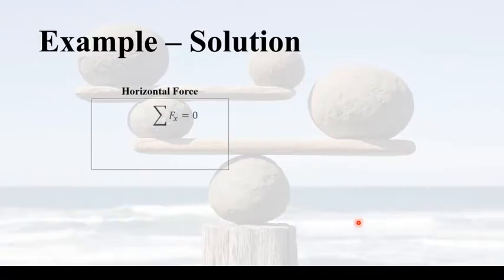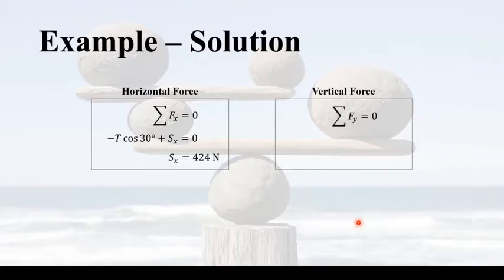For the X component, we have summation Fx equals 0. Substitute the value for T. You have negative T cos 30 degrees plus Fx. T was determined just now, which equals 490 Newton. So Fx equals 424 Newton. Repeat the same thing for the vertical component. Summation Fy equals 0. T sine 30 degrees plus Sy equals 0. And we have Sy equals 49.1 Newton.